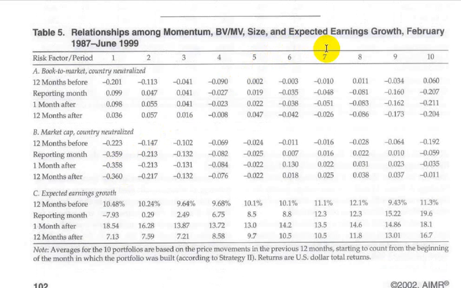So next the authors are looking at the relationship between momentum and other commonly used factors such as the book to market, the value factor, market cap, which is the size factor, and then also expected earnings growth. So what they're trying to do is decide whether these momentum returns that are happening are actually just returns to the value factor, or maybe just returns to the size factor. And so first they look at the book to market.